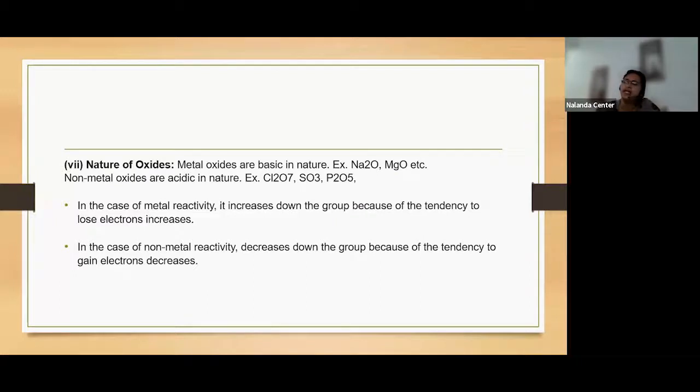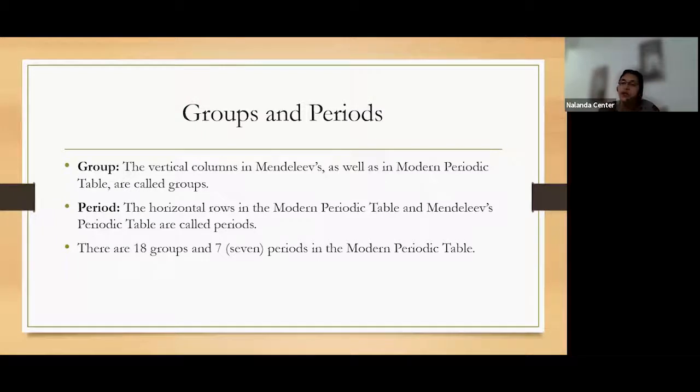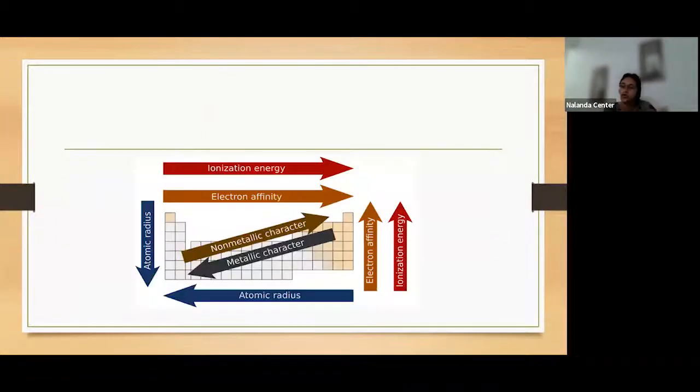This thing also you have to understand and study. The trends in the modern periodic table, kindly do not learn by heart. You have to understand the concept properly, because only application questions are going to be asked from this particular portion. So it is extremely important that you understand these concepts. I have recorded the session, so if you have any doubt, kindly go through that. Okay, I think we are done with the chapter.